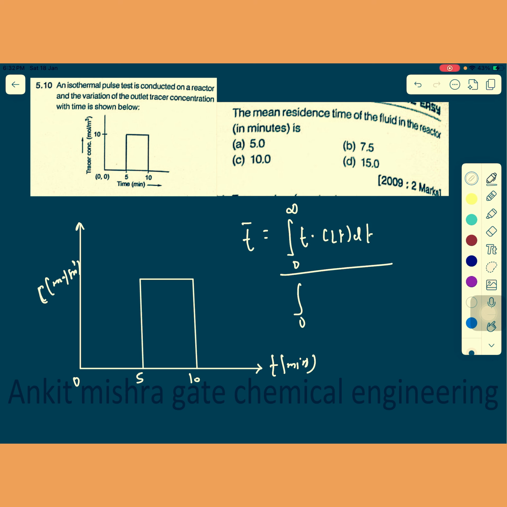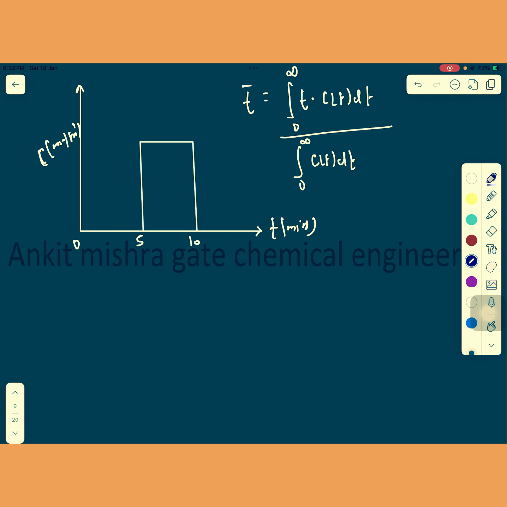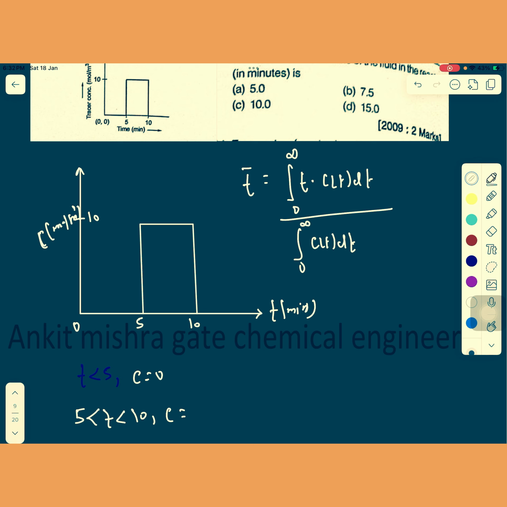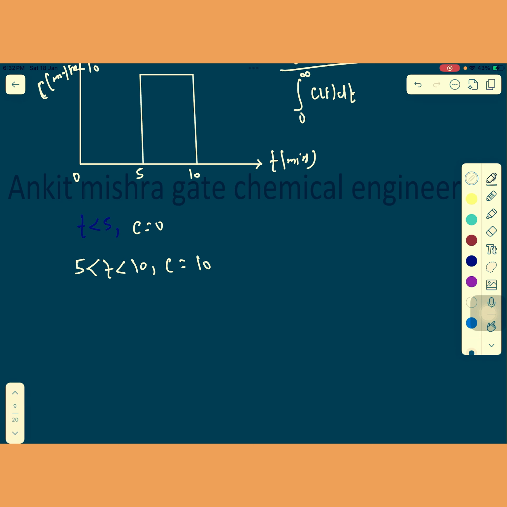the integral from 0 to infinity of C(t) dt. For this particular curve, just try to understand: when time is less than 5, concentration is 0. When time is between 5 and 10, concentration is, how much? This is 10, so that is 10. And when time is greater than 10, again concentration is 0.